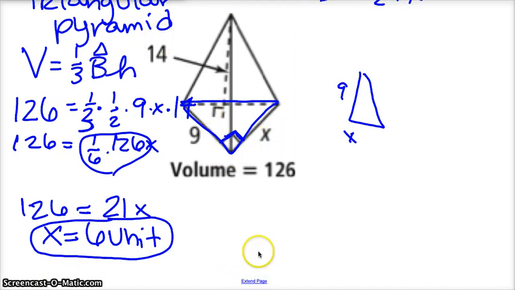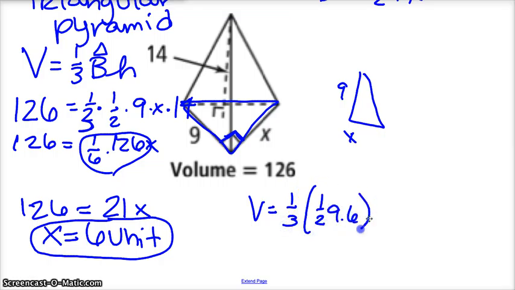If you wanted to check it, you could. Volume equals 1/3 times 1/2 times 9 times 6 times 14, which is 3 times 9 times 14. Yep, it ends up working out perfect. We did it all right.